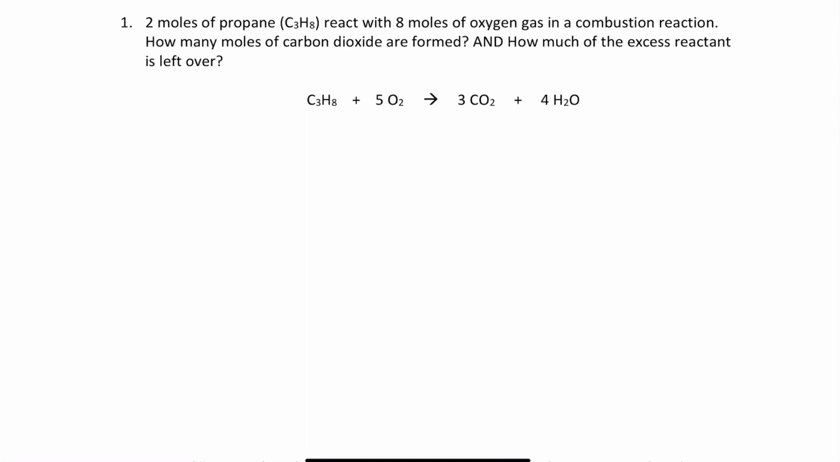I just wanted to go ahead and produce one extra video to help give you some more examples on these limiting and excess reactant problems. So in this particular problem, it says I've got 2 moles of propane that react with 8 moles of oxygen gas in a combustion reaction. How many moles of carbon dioxide are formed, and how much of the excess reactant is left over?